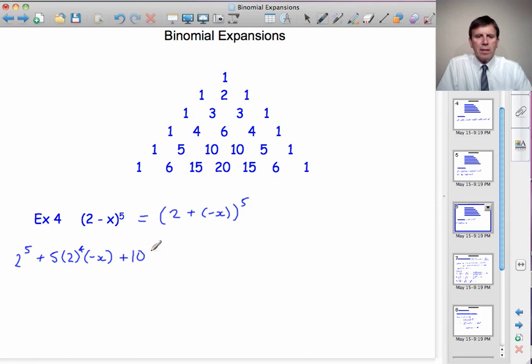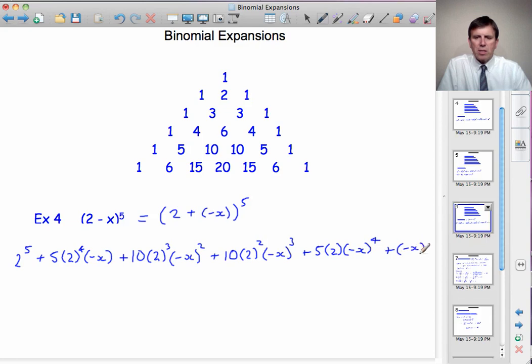10 times 2 to the power 3 multiplied by minus x squared plus 10 times 2 squared multiplied by minus x cubed plus 5 times 2 times minus x to the power 4, and finally plus minus x to the power 5.